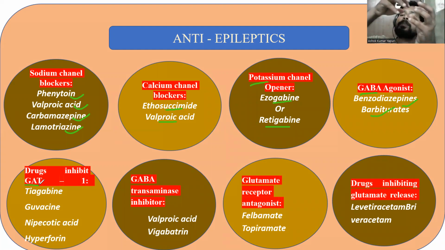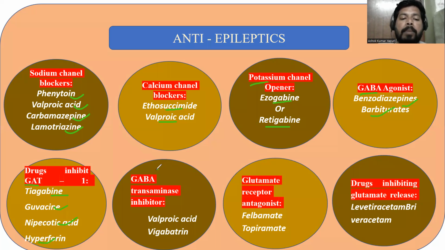If it is present more time at the synapse, it produces the inhibitory neurotransmission and reduces the neuron firing in the epileptic patient. And one of the major drugs is tiagabine, that is a GABA transporter 1 inhibitor, and increases the GABA time at the synapse. And also miscellaneous drugs like guvacine, nipecotic acid, hyperforin.